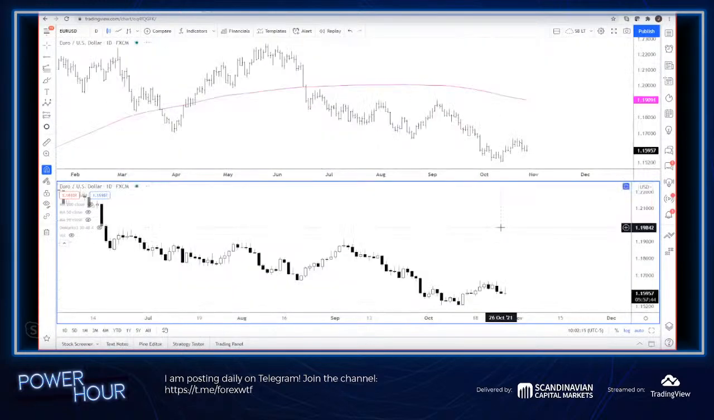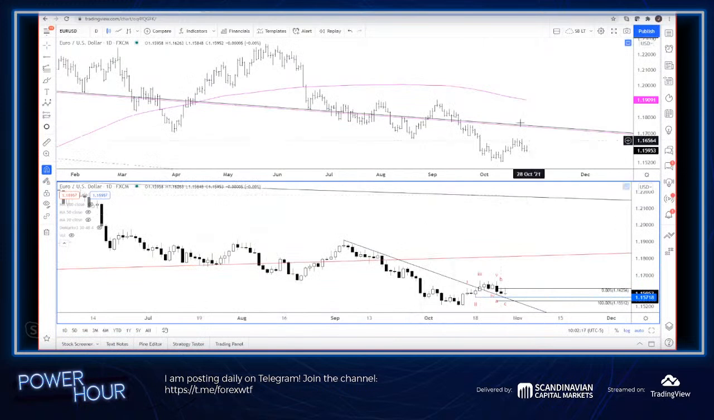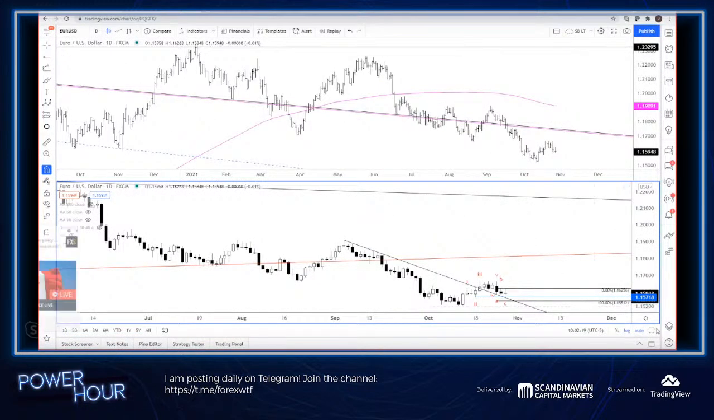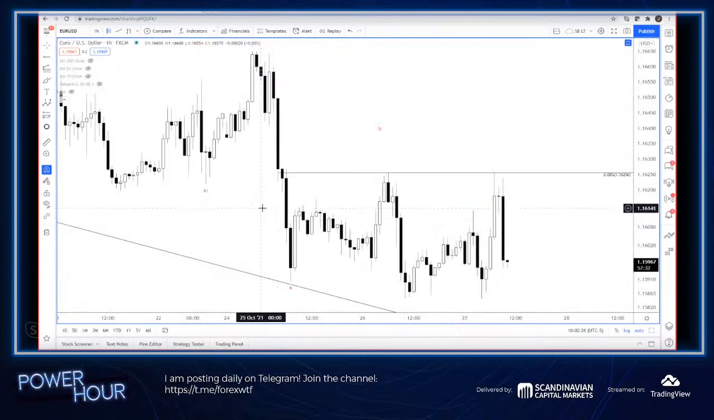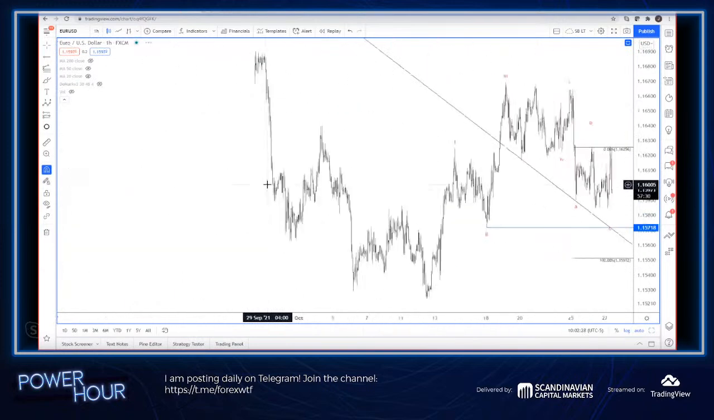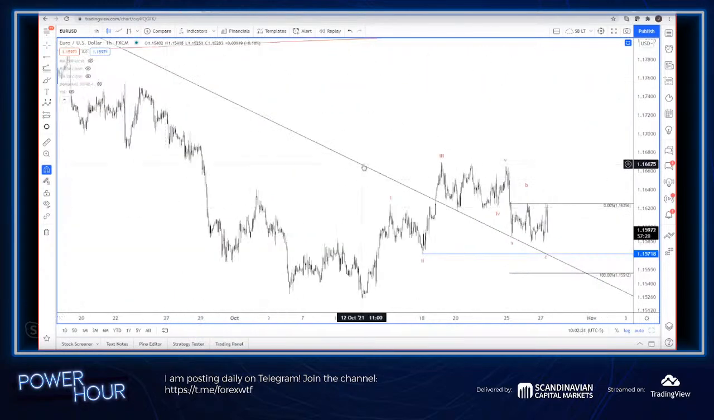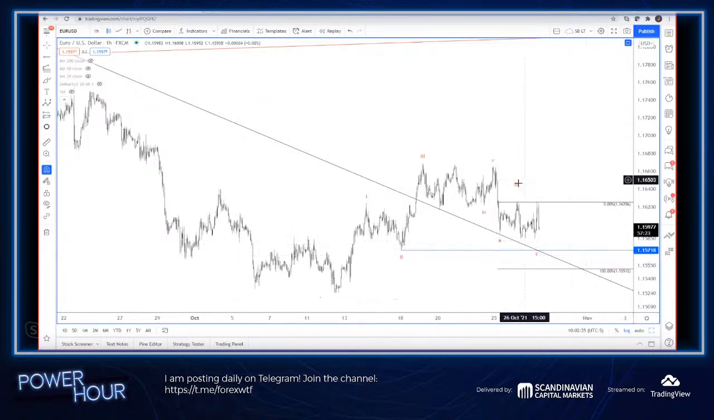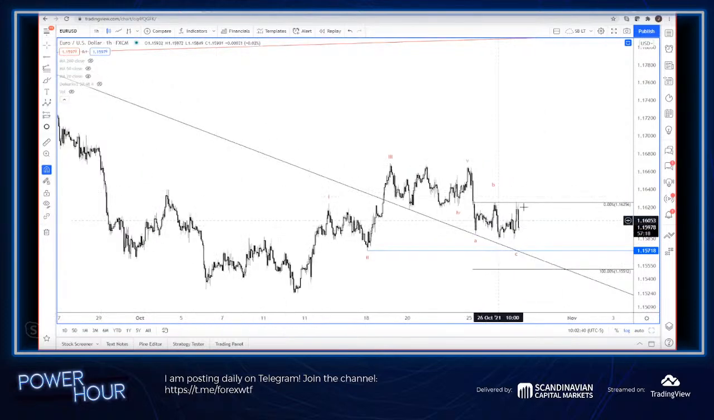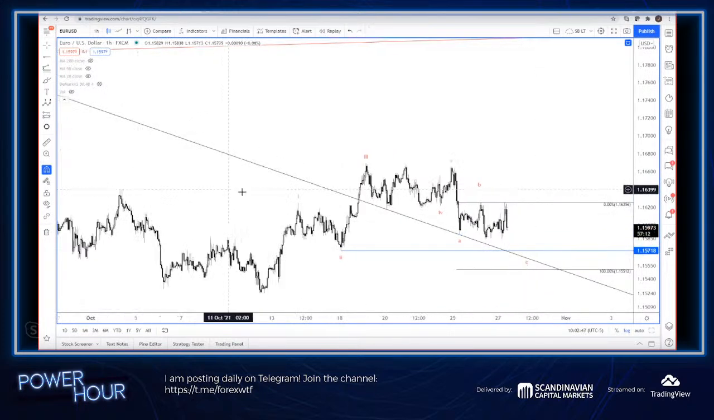All right, let's move to Euro. I'm going to go really short term here. This is how I'm counting this short-term action in the Euro. And again, ECB is tomorrow, so this is obviously timely as we head into tomorrow's event.